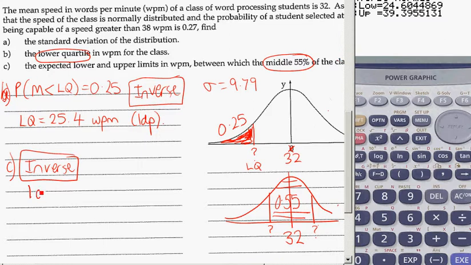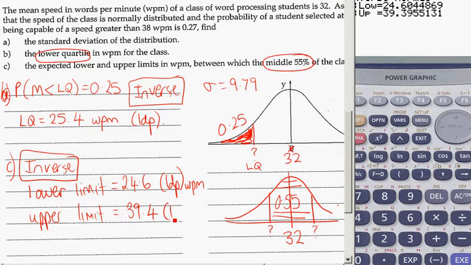So the lower limit will be 24.6 words per minute, and the upper limit looks to be 39.4. One decimal place, words per minute, and just check over at the curve that it looks like that could be 24.6 and that could be 39.4.